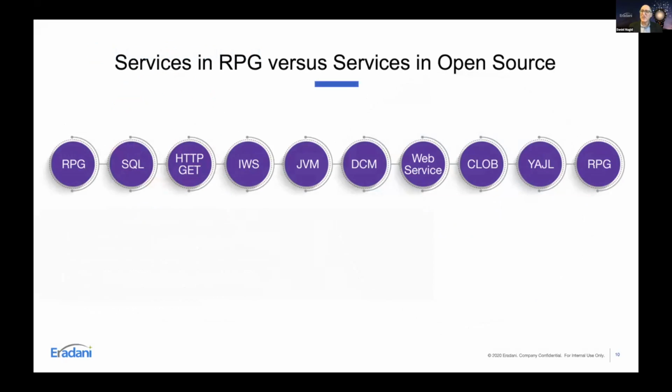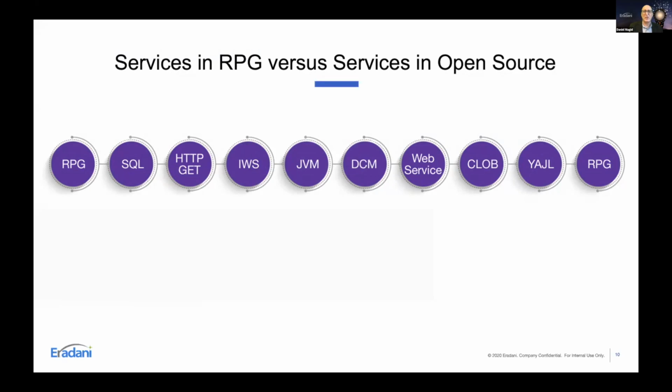So the way things are done on the IBM i does provide tools for doing this. This is the path of doing a call from the IBM i out to a web service and all the things that have to happen. You call out to the database, you do your HTTP GET through IWS, you spin up a JVM, you have to deal with the digital certificate manager and manage the certificates. You call the web service, you get the data back into a CLOB on the IBM i, and you have to run something like YAJL in order to parse it. So there's a whole bunch of steps.